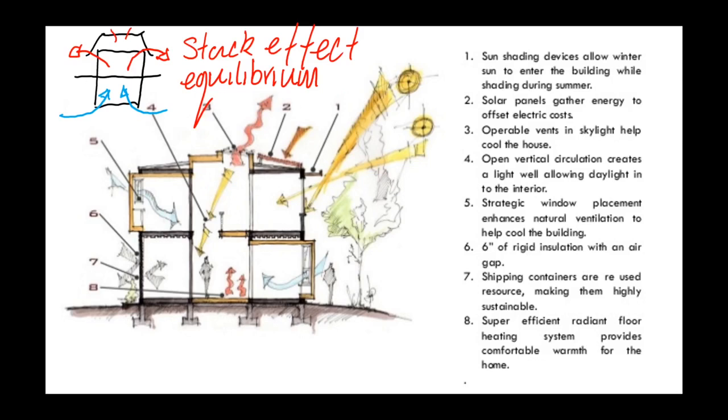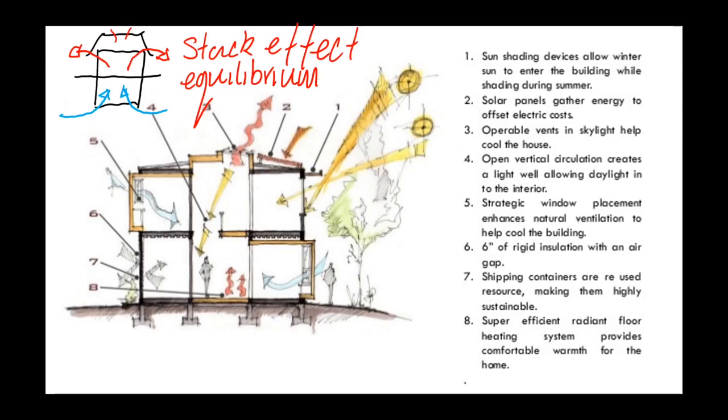So we can see here sun shading devices allow winter sun to enter the building while shading during the summer. So who doesn't like a bit of winter sun? But obviously when you're getting winter sun coming in, you don't need to turn the heating on as much, and it's going to warm certain elements of thermal mass around the structure. Solar panels will obviously gather energy to offset electrical costs, so that's a big plus.